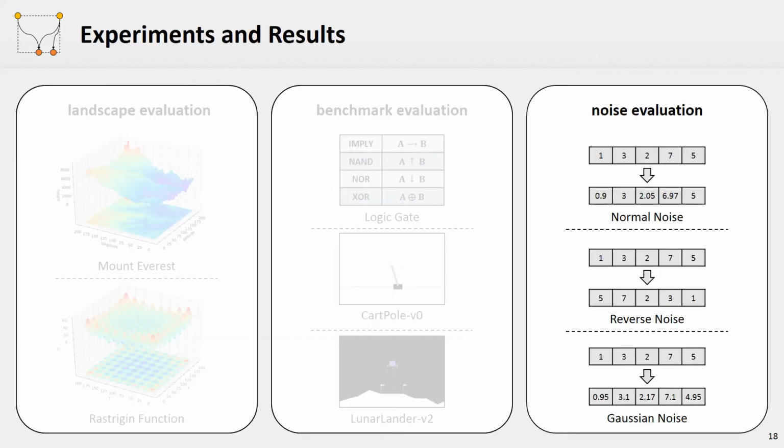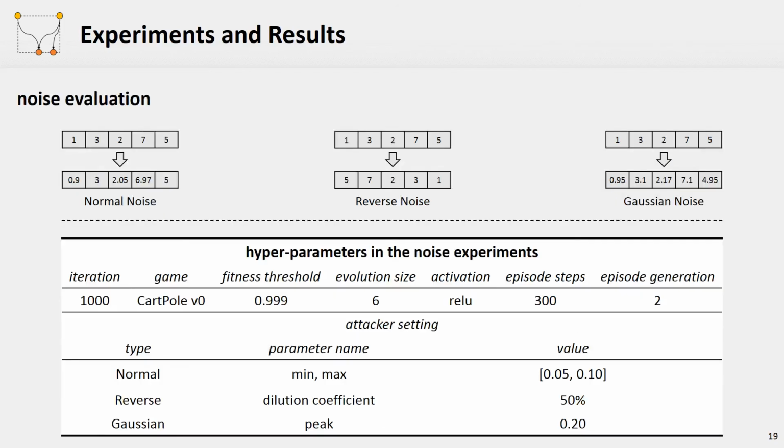In the noise environment, we see three types of noise: normal random noise, reverse noise, and Gaussian noise. We see noise evaluation in the environment of Cartpole version 0. In the normal random noise, we set the minimum value 0.05 and the maximum value 0.1. The noise value will be randomly selected in the closed interval between them.